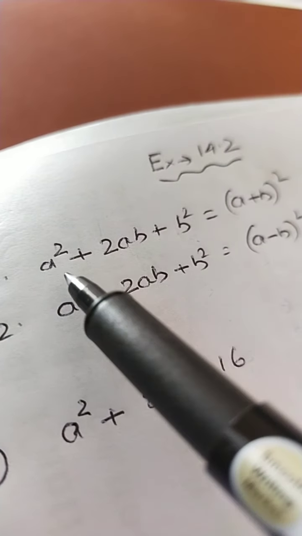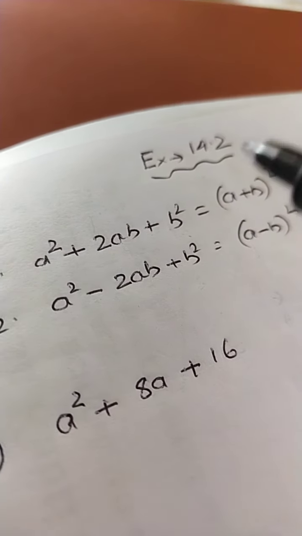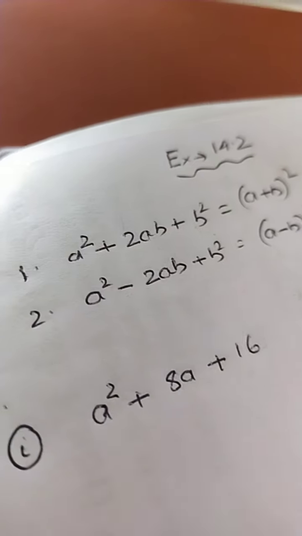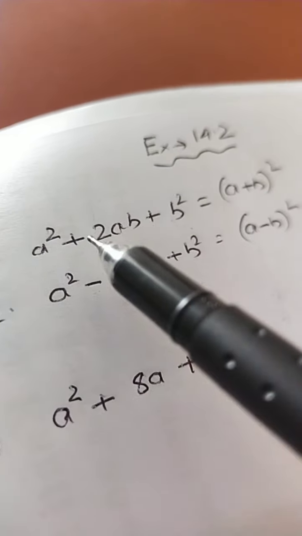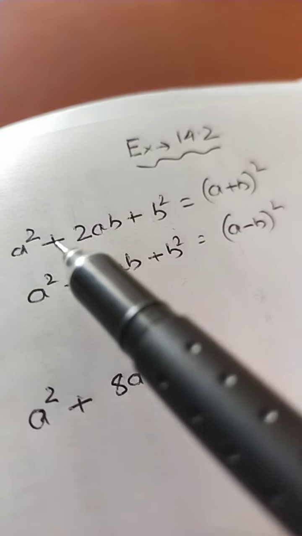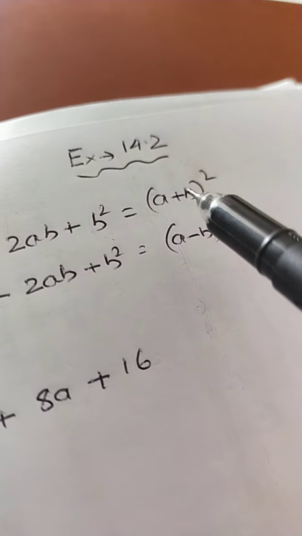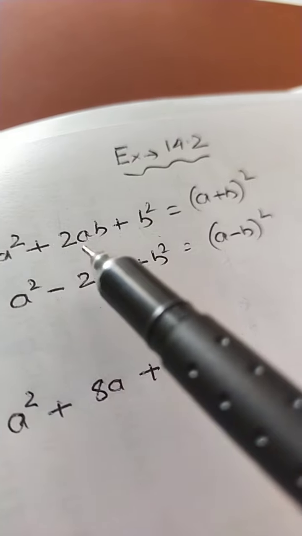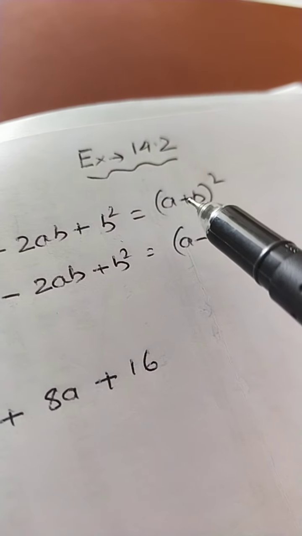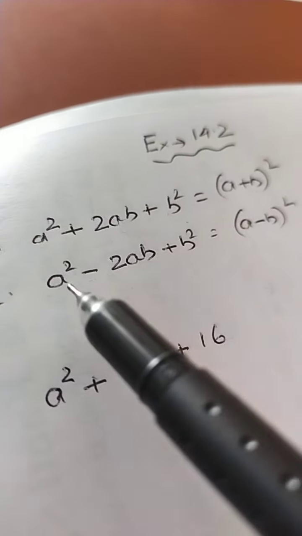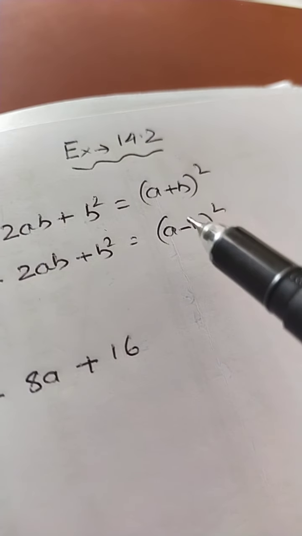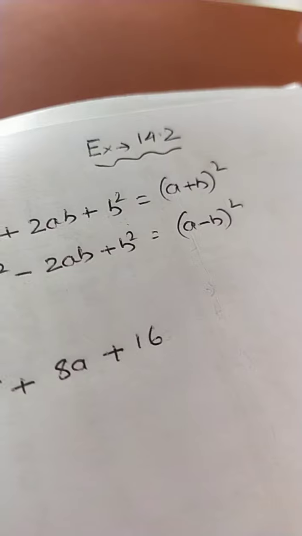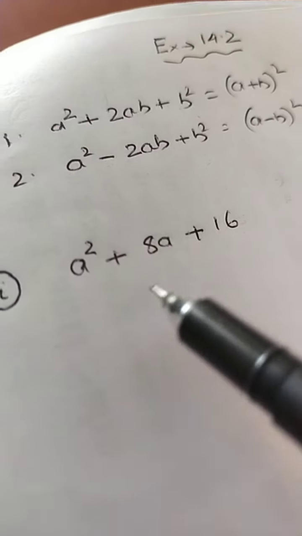Okay, so the question will be given either in this format or in the second format, that is a square minus 2ab plus b square. Okay, so these are the two formats. Now if it is given in a square plus 2ab plus b square form, then you have to change it to a plus b whole square form, and if it is given in a square minus 2ab plus b square form, then you have to change it to a minus b whole square. Okay, so let's start with sum number 1.